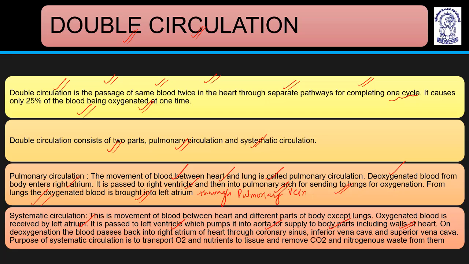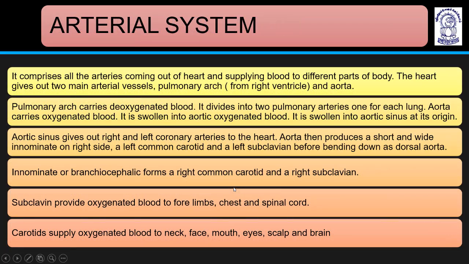On deoxygenation, the blood passes back into the right atrium of the heart through coronary sinus, inferior vena cava and superior vena cava. Purpose of systemic circulation is to transport oxygen and nutrients to the tissue and remove CO2 and nitrogenous waste from them. So this is the pulmonary circulation and the systemic circulation.